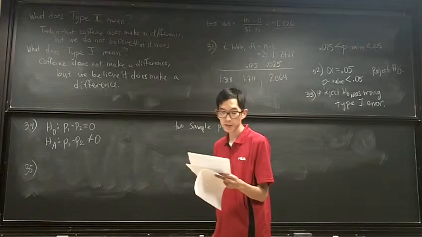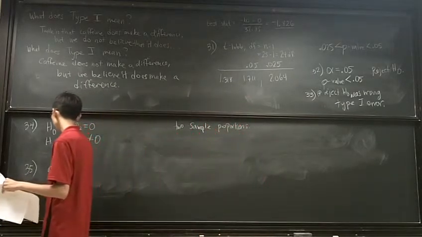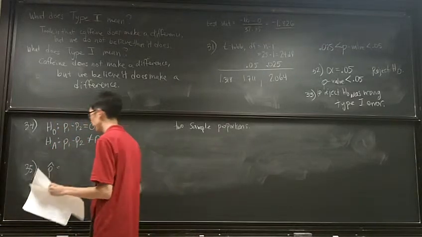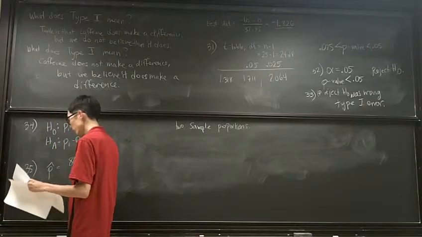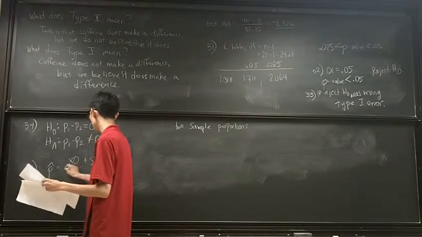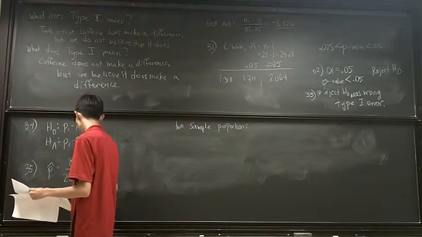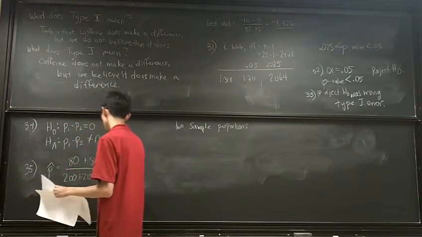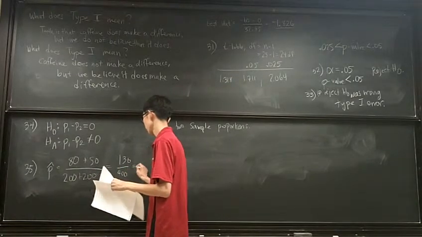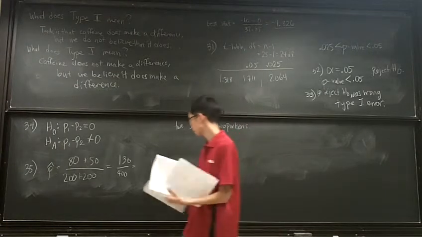For this hypothesis test, what's the value of p hat? Okay, so p hat is the total number of successes divided by total observations. So we had 80 people who are minorities in the police department plus 50 people who are minorities in the fire department, divided by a total of 200 plus 200, 400 people, okay? So my p hat here is 0.325.